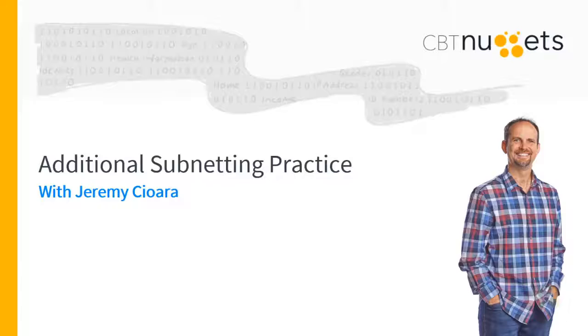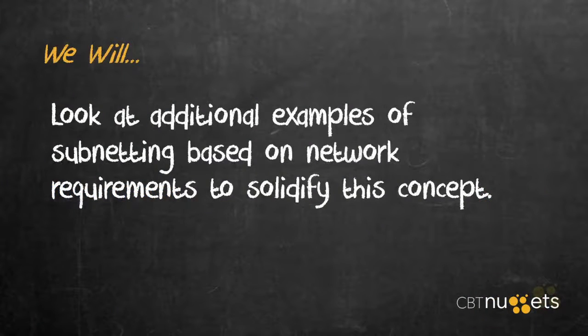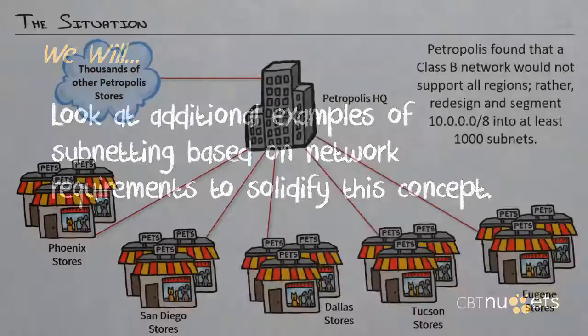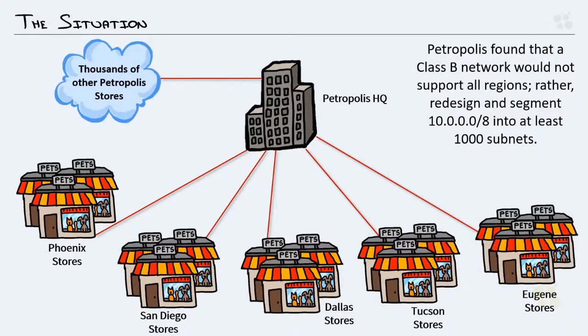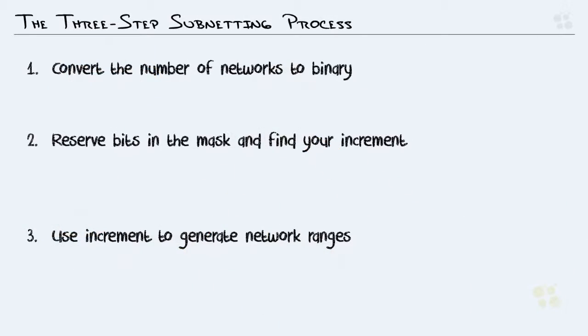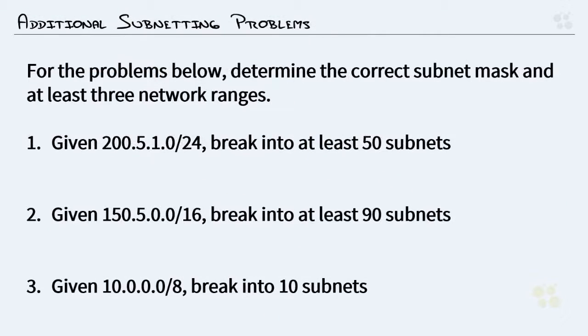So let's dive in and get some additional examples of subnetting based on network requirements to solidify this concept. You've seen multiple examples. You've seen Class C, Class B, Class A. I'm going to step back from Petropolis for a little bit because it would just take too long to create scenarios around every single one. You've seen the 3 steps, and we're going to be referencing it quite a bit.